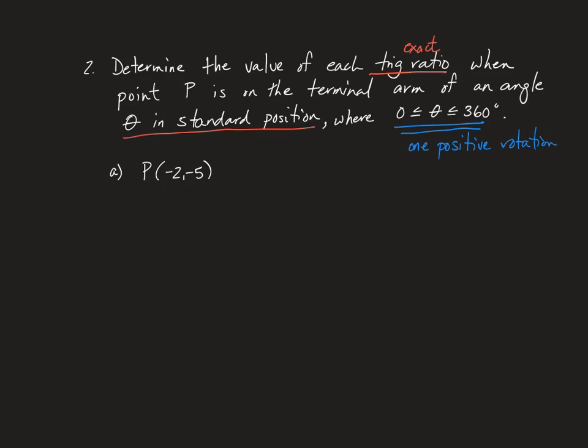Okay, we're back. So I have my set of axes. I noticed that point P would put me at -2, -5, so I would be down here somewhere. That means that my terminal arm must pass through that point. I'm going to label that point. I'm just going to put it out here a little bit to give me some space. Okay. On my diagram then, this is theta. Rotating from standard position, one positive rotation.